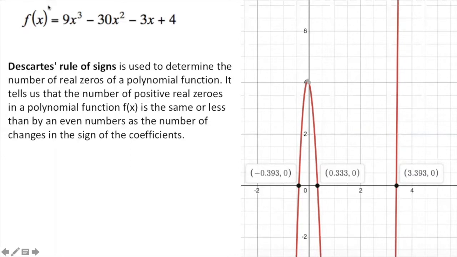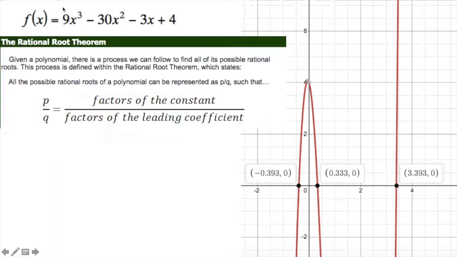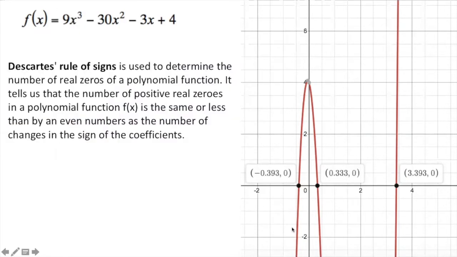So if you look at the function graphed to the right, look at the coefficients. Sorry about that, I've got to get my pen going. We have a positive 9 in front of x cubed. We have a negative 30x squared. We have a minus 3x, and we have a plus 4. So those are all your signs in red.